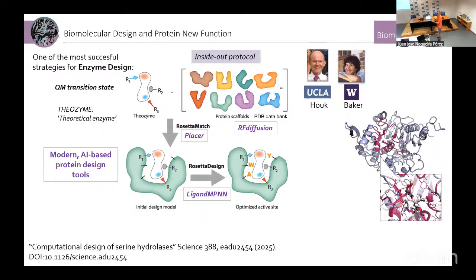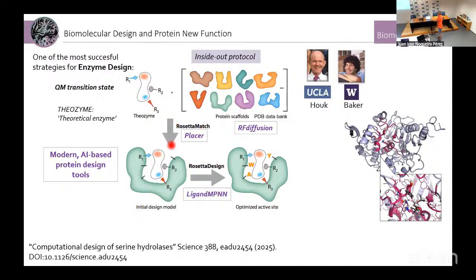Why? Because now, well, you know what David Baker has done recently, which is combining this idea with modern AI-based protein design tools. So using RFdiffusion, you can create scaffolds that host a particular backbone conformation. So you can force a protein to have the shape to perfectly match your transition state.